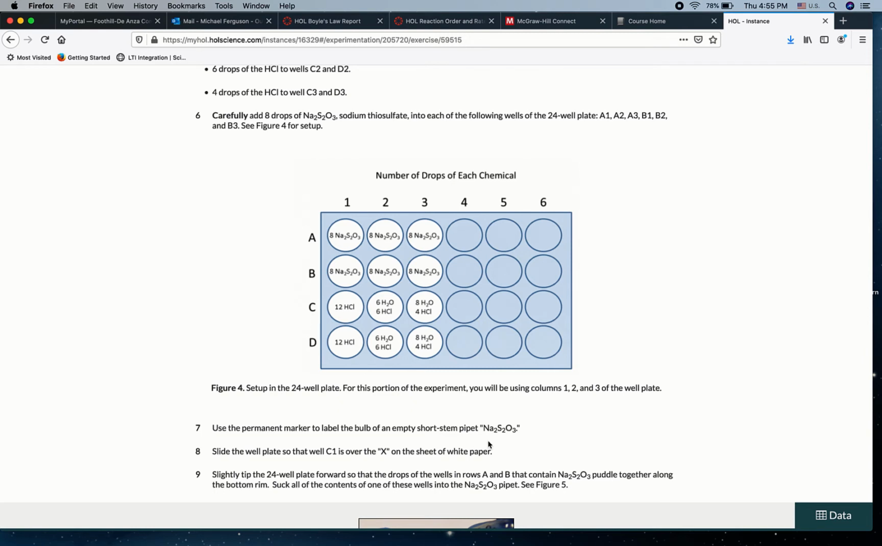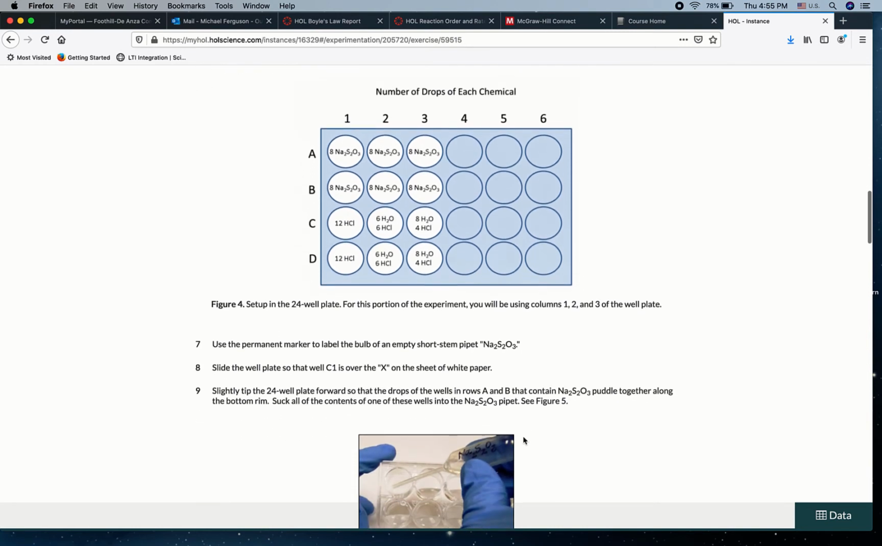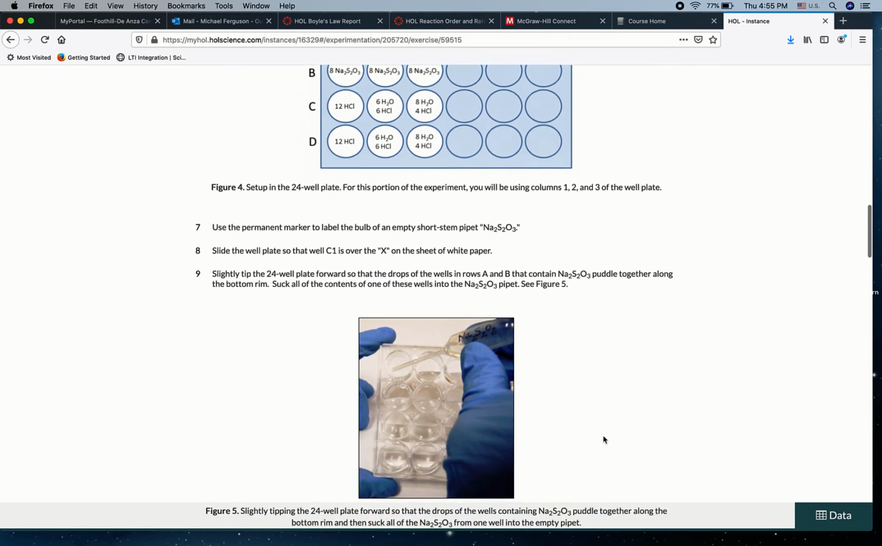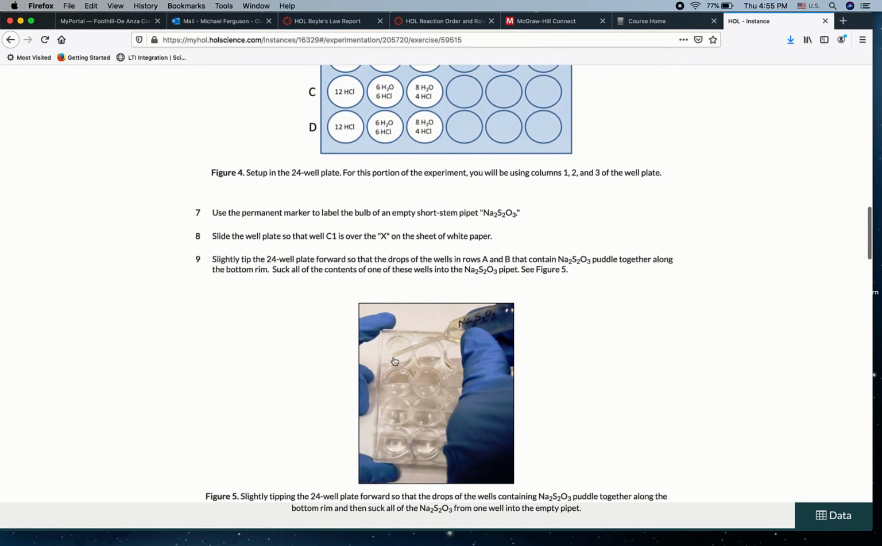So use the permanent marker, get one of the short stem pipettes, and label the bulb of the empty short stem pipette Na2S2O3, sodium thiosulfate. And put it so that the plate C1, so this is C, and you can see the little letters on the side, and then 1 is over the X. And then, of course, tip it forward, but try not to spill any of the other solutions.